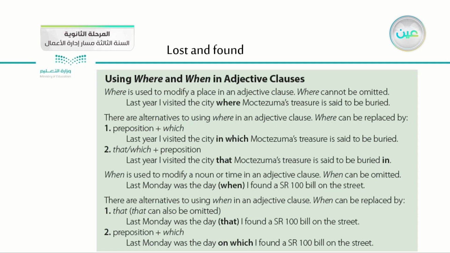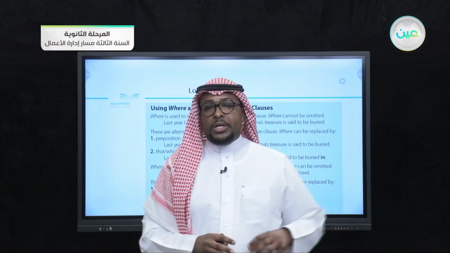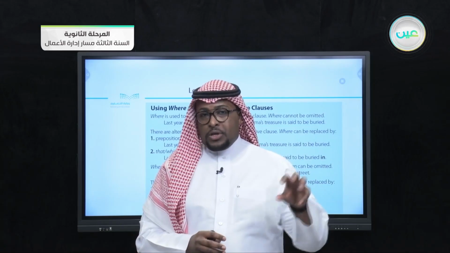So if we look here, we can find the example: last year I visited the city where McThomas treasure is said to be buried. Here we use the word where to modify something, which is, as you see here, last year I visited the city. So we used where to describe the word city, which is a noun. We use where and sometimes when to describe nouns.